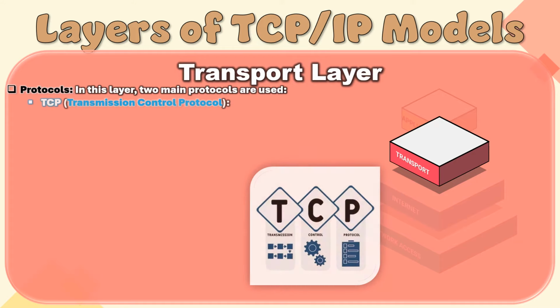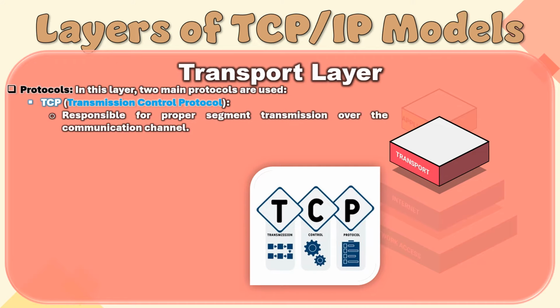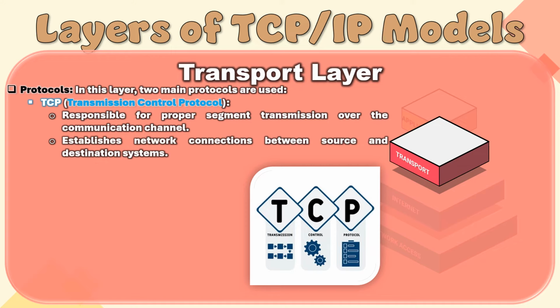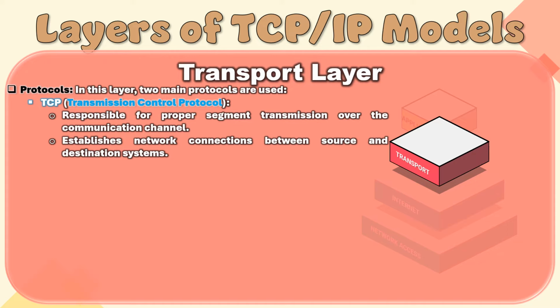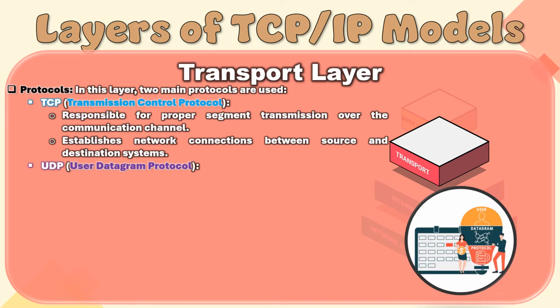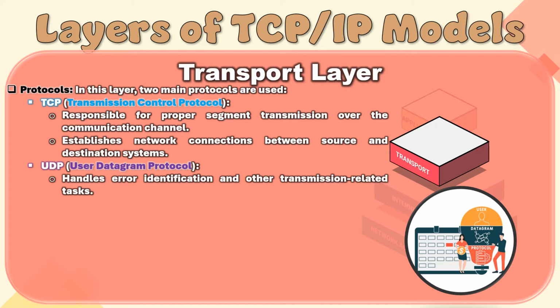First, TCP, Transmission Control Protocol, responsible for proper segment transmission over the communication channel. Establishes network connections between source and destination systems. Second, UDP, User Datagram Protocol, handles error identification and other transmission-related tasks.